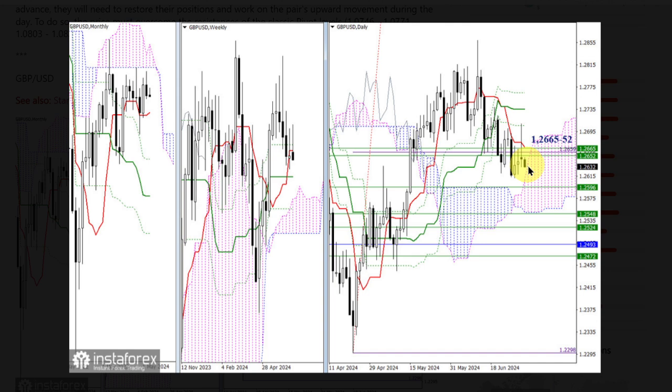In order to support the bearish bias, the pair needs to exit the current corrective zone and meet the nearest supports around 1.2608 and 1.2596, the upper boundary of the daily cloud. Meanwhile, the bulls need to take control of the weekly levels 1.2652 and 1.2665, consolidate above them, and move away from the area of influence.